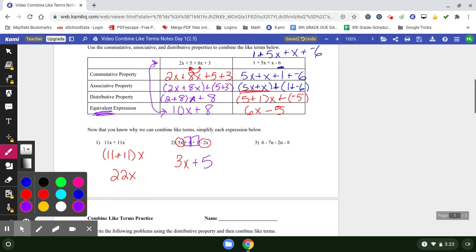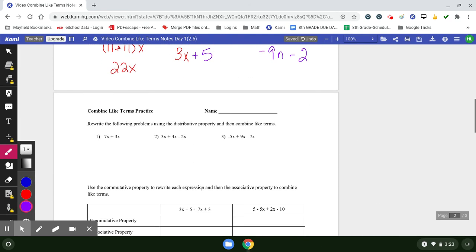So I use the commutative property, the associative property, that's really what my circles and squares are, and the distributive property gave me the 3x. And then let's look at 3. So I'm going to circle, and it's negative 7n, because remember, minus 7n is the same as plus negative 7n. So I can do negative 7n minus 2n, which is negative 9n. Going to box 6 minus 8, which is negative 2. Okay, so I was able to simplify those 3 using the properties.